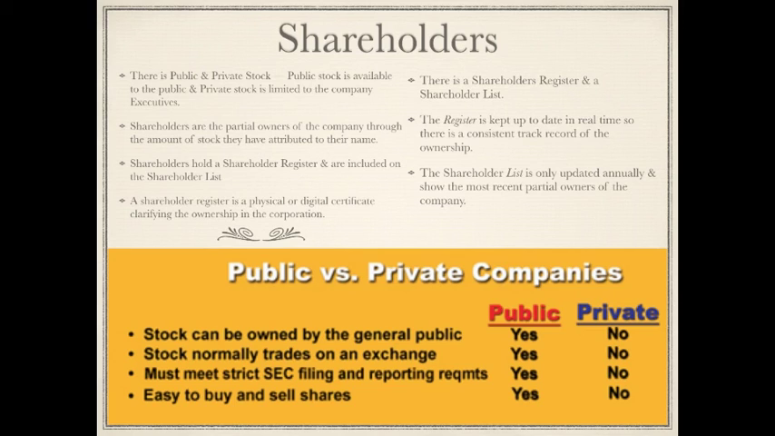There is a shareholder register and a shareholder list, both of which provide information on the shareholders. The shareholder register is a physical or digital certificate clarifying the ownership in the corporation. And then the register is kept up to date in real time, so there is a consistent track record of the ownership. The shareholder list is only updated once annually and shows the summary of the partial owners of the company.